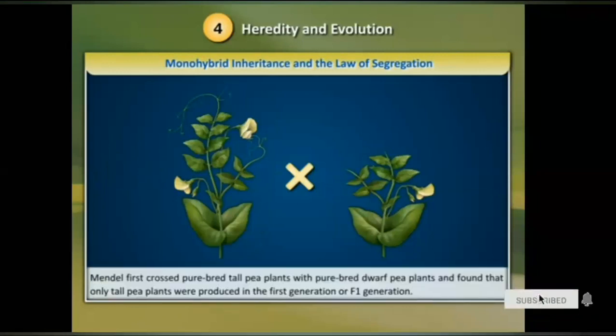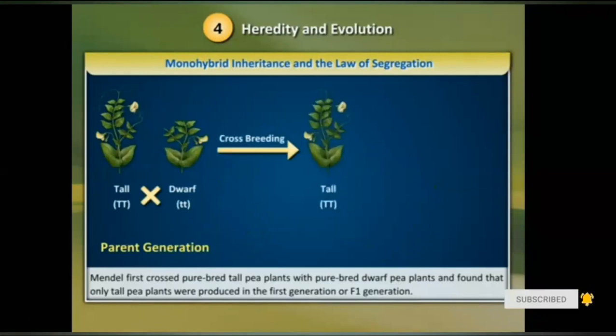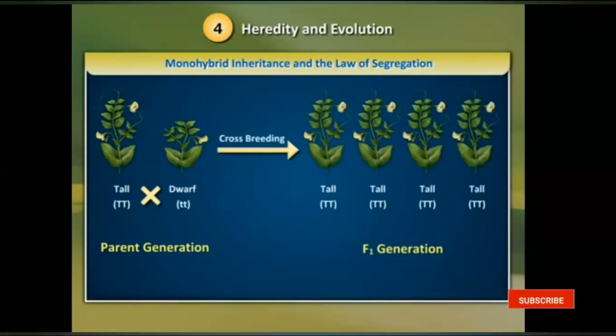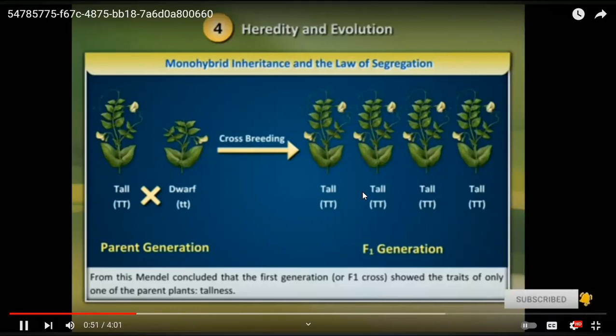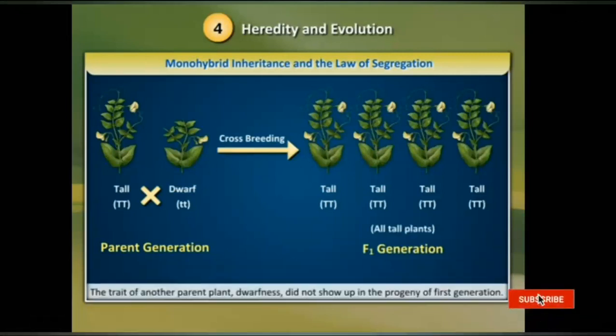Mendel first crossed purebred tall pea plants with purebred dwarf pea plants and found that only tall pea plants were produced in the first generation or F1 generation. No dwarf or short pea plants were obtained in the first generation of progeny. From this, Mendel concluded that the F1 generation showed the traits of only one of the parent plants, tallness. The trait of the other parent plant, dwarfness, did not show up in the progeny of the first generation.